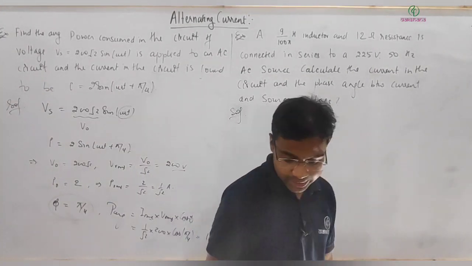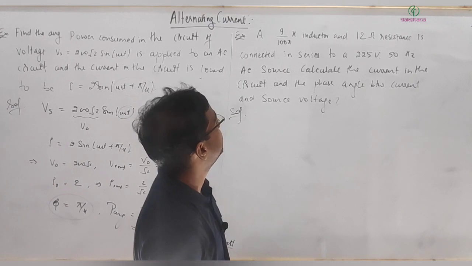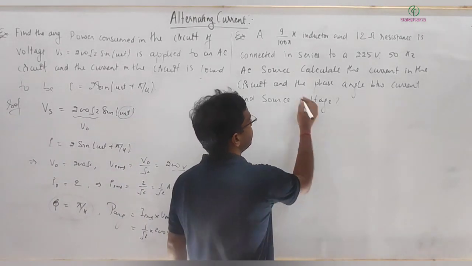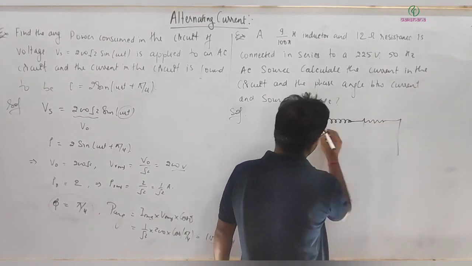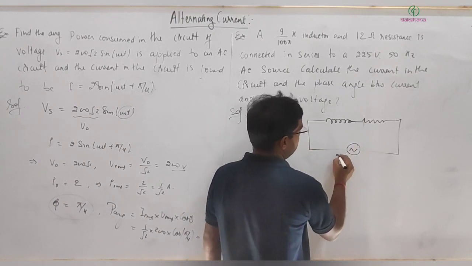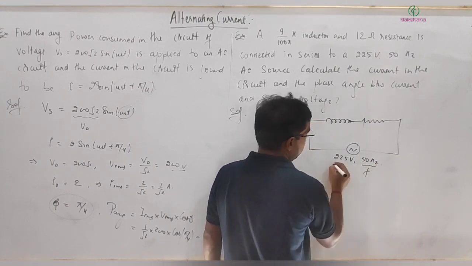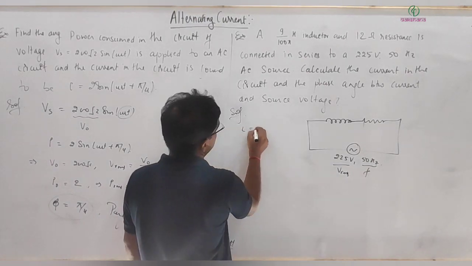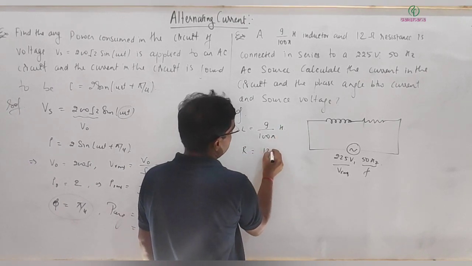Let me tell you one more problem. So let's read it first. A 9 by 100 pi Henry inductor and a 12 ohm resistor are connected in series. So basically, you can easily imagine it's talking about an LR series circuit. It's connected across a source where the voltage is given as 225 volts and it's a 50 hertz source. So this is the frequency, and this is Vrms. Remember that. And L is given as 9 by 100 pi Henry and R is given as 12 ohm.